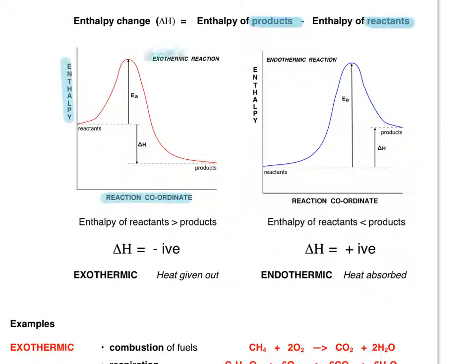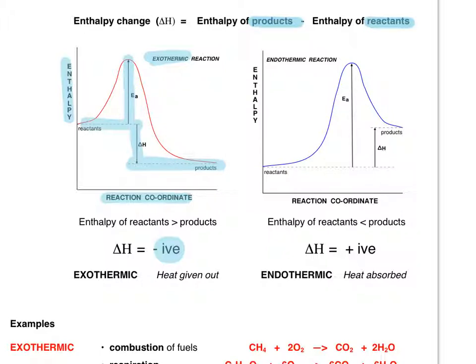If you have an exothermic reaction, that's one where heat energy is given out. So that means that your reactants have more energy than your products. Your reactants have lost heat energy, and that has been given out to the surroundings, and therefore your products are of a lower energy. So we say we have a negative enthalpy change because heat energy is given out, it's given away.